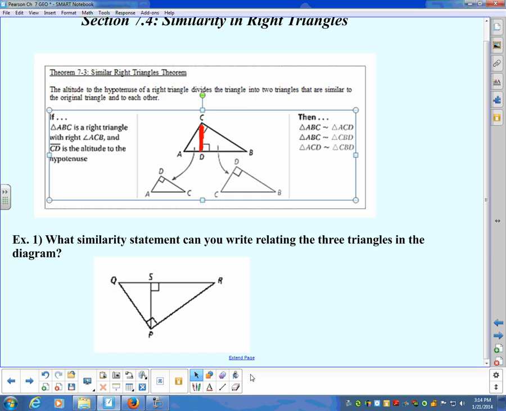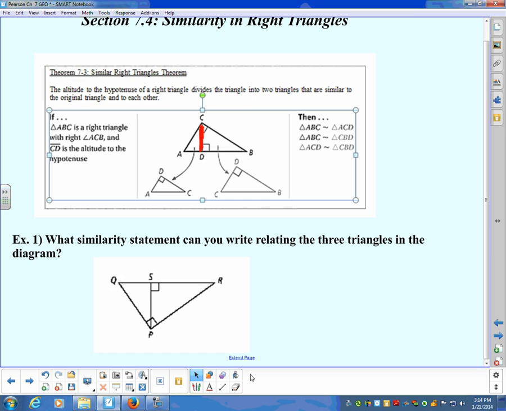So I'm going to give you a theorem and then a couple of corollaries. You can either use the corollaries to do the problems, to set up your proportion and solve. A corollary is a little mini theorem that comes out of a bigger theorem. So it's a little sub-theorem.